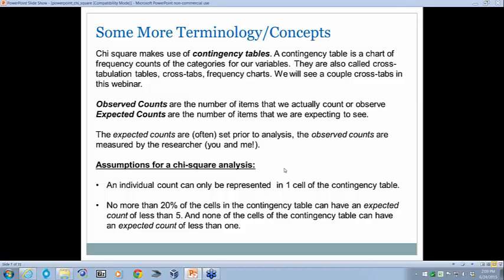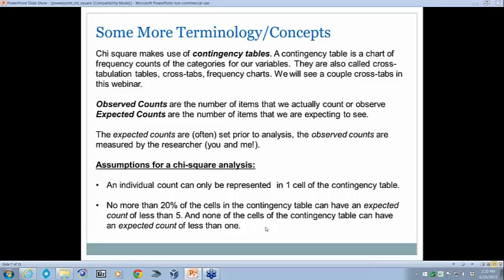Assumptions. There's two assumptions for a chi-square analysis. Well, there's the main overall assumption for most analyses, which is that you should be pulling them from a random sample. However, most of our studies don't include random samples, so that is often a relaxed assumption. An individual count can only be represented in one cell of the contingency table. That means that each person can only be represented in one cell. If you have a yes and no category, you can't be both yes and no. You can only be one or the other.